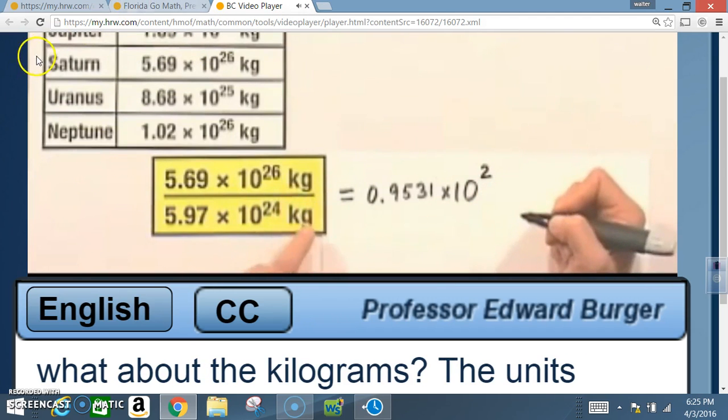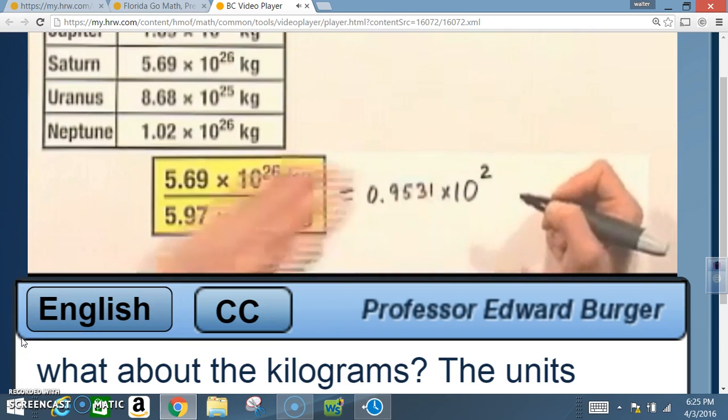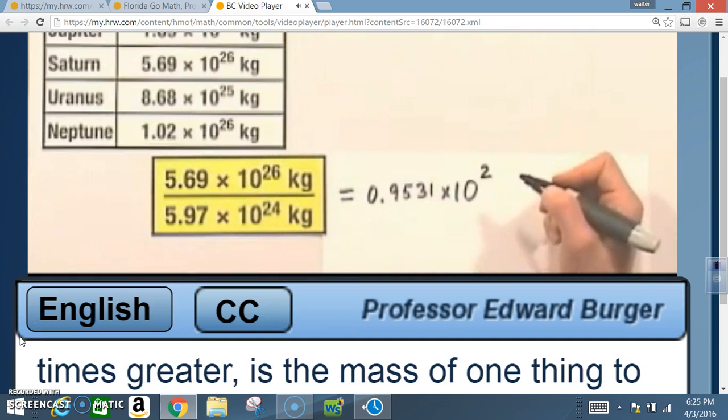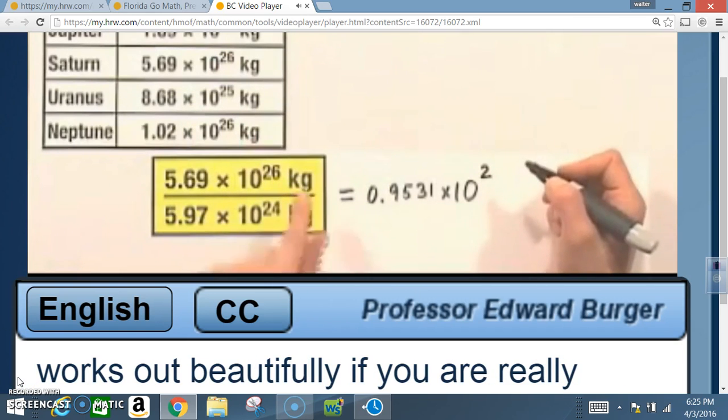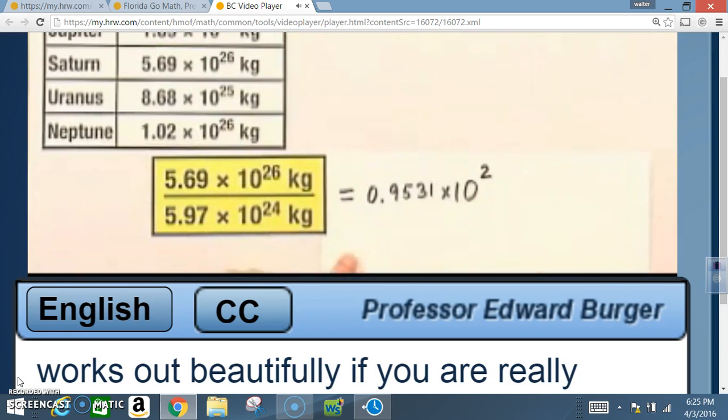And what about the kilograms? The units, notice, cancel as well. So this is going to be unit free, which is correct, because it's how many times greater the mass of one thing is than the other thing. So that should just be a number, it shouldn't have units. Notice that the math works out beautifully if you're really careful. Even the units go away as they should. So that is the answer.